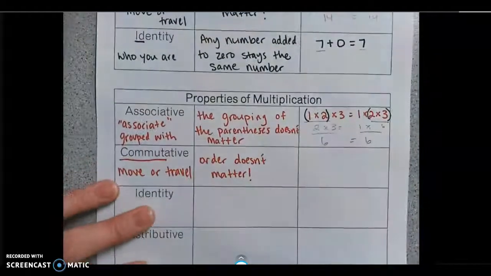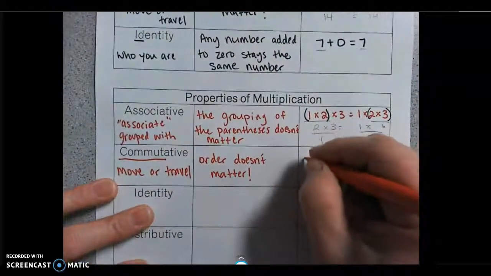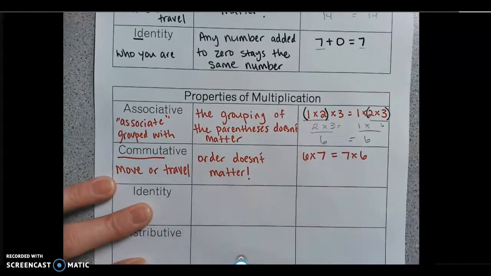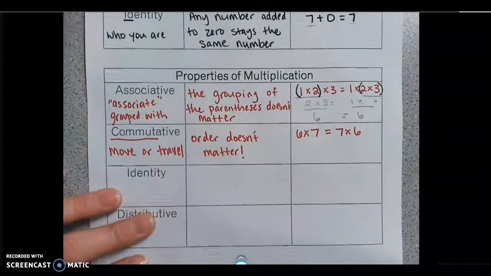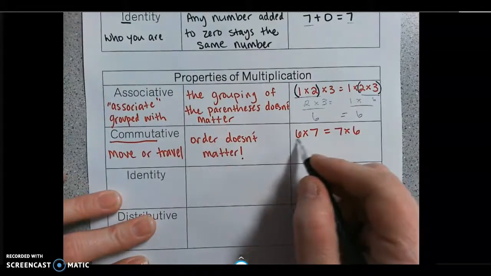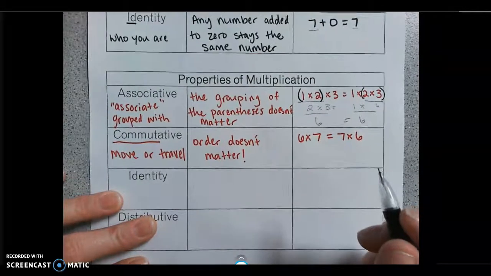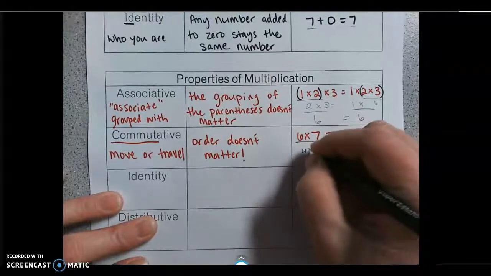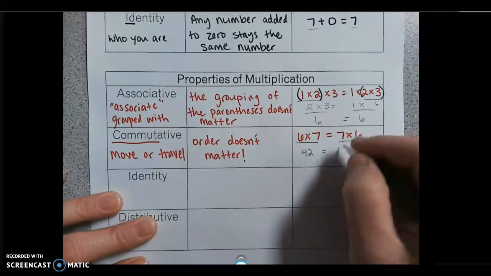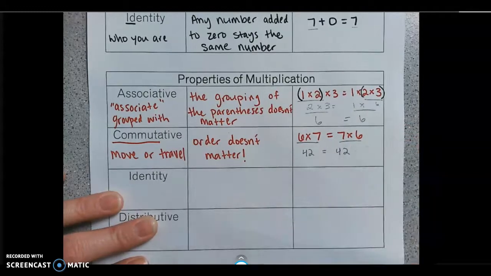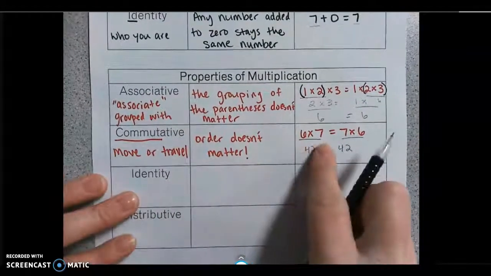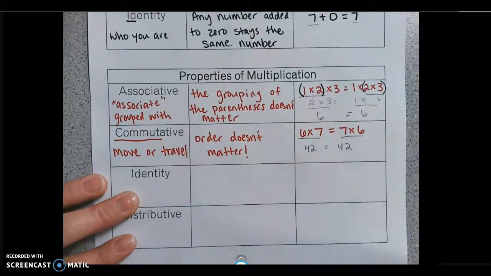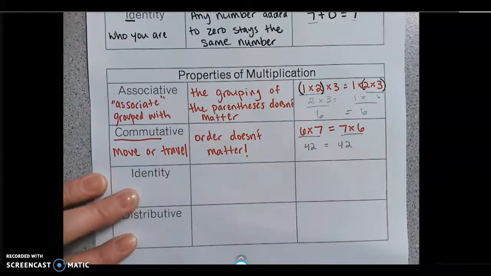So what that would look like is maybe I've got 6 times 7 and then 7 times 6. We know this from elementary school that when you multiply numbers, it doesn't matter what order you multiply them in, you're going to get the same answer. So 6 times 7 is 42, but then 7 times 6 is also 42. So the order that you do the math here does not matter. That is the commutative property. And we talked about this earlier in the year.